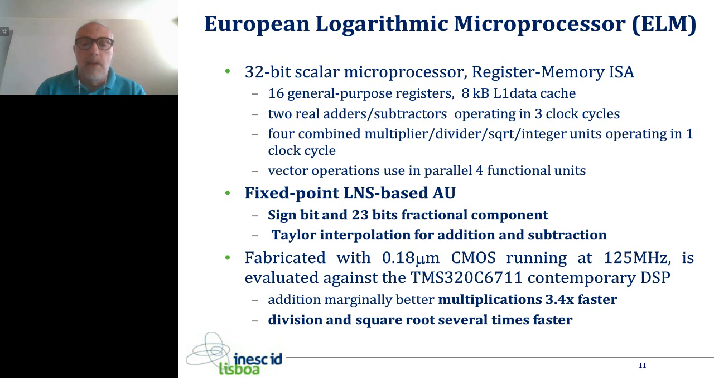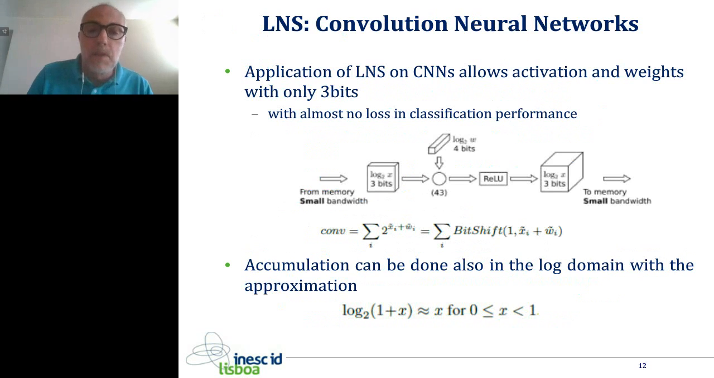And we see that for addition, it is only marginally better, because we use lookup tables and some kind of interpolation. For multiplication it is significantly faster, 3.4 times faster, using exactly the same type of technology, and division and square root are several times faster than the Texas processor. So let's look at a real application, which is convolutional neural networks.